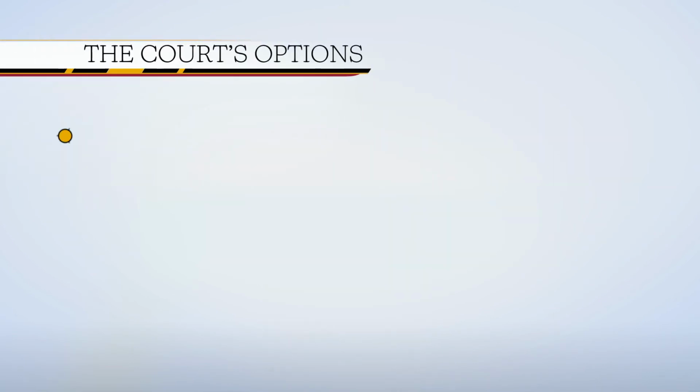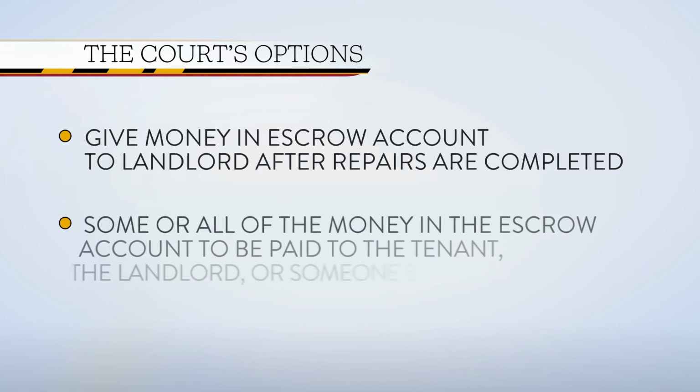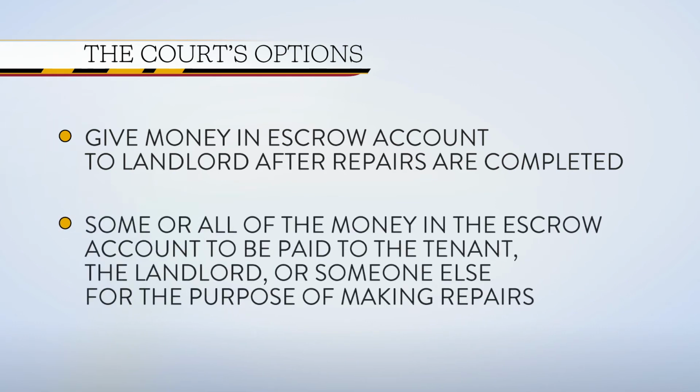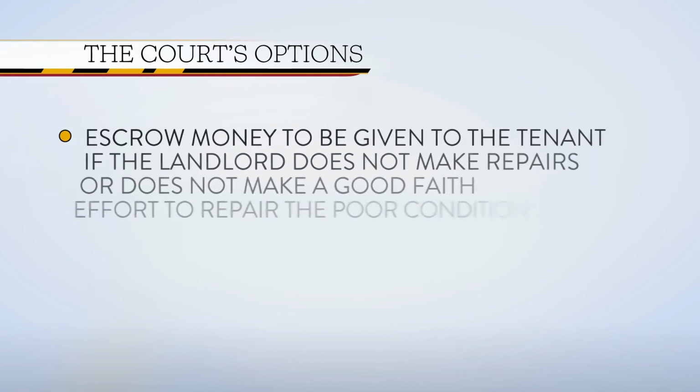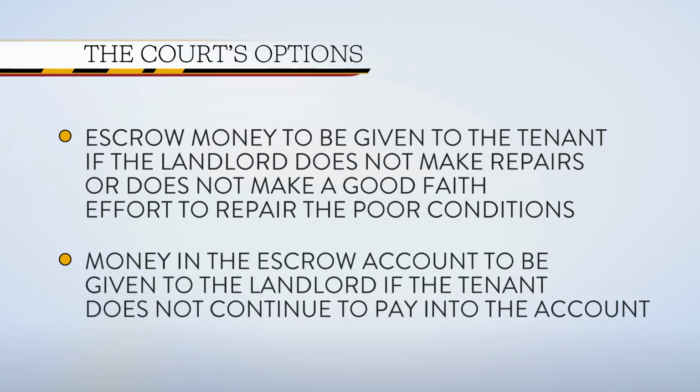For example, the court may order the money in the escrow account to be given to the landlord after repairs are completed. The court may order some or all of the money in the escrow account to be paid to the tenant, the landlord, or someone else for the purpose of making repairs. The court may order the money in the escrow account to be given to the tenant if the landlord does not make repairs or does not make a good faith effort to repair the poor conditions. Finally, the court could order the money in the escrow account to be given to the landlord if the tenant does not continue to pay into the account.